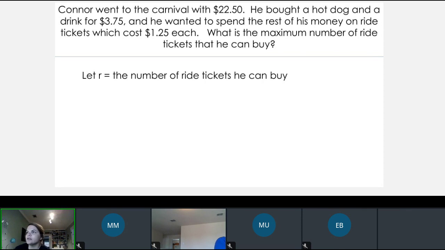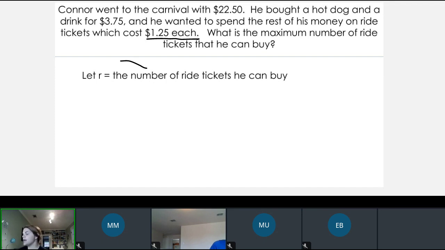All right. So Connor went to the carnival with $22.50. He bought a hot dog and a drink for $3.75. And he wanted to spend the rest of his money on ride tickets, which cost $1.25 each. So there's our number with our variable. What is the maximum number of ride tickets he can buy?